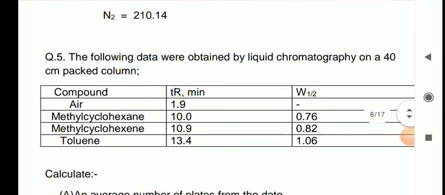Now here it is written W half. It is not W half, it is a base width. Please correct that. It is because for W half, the formula is different. Here we are going to use W, not the W half. This is a mistake by the person who has written this. He made a mistake.